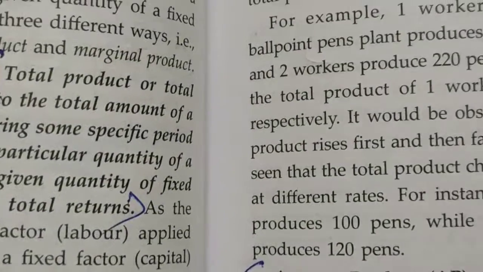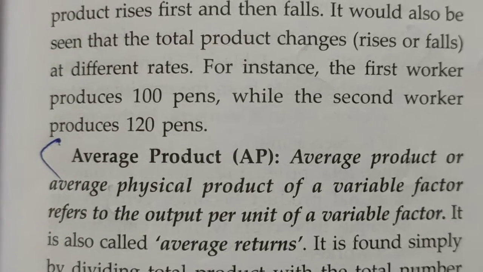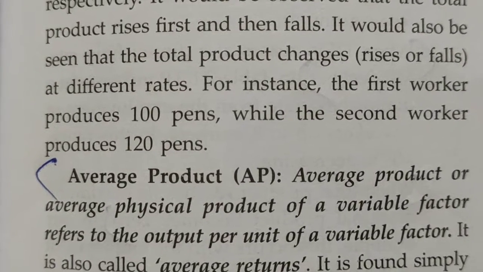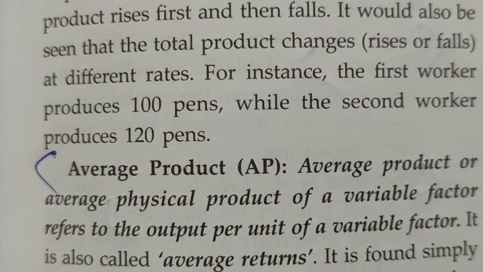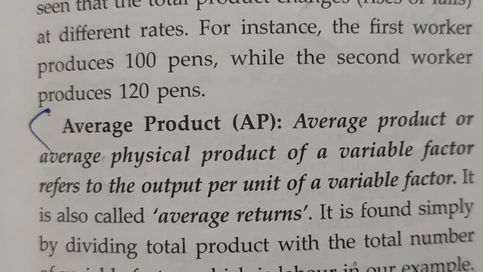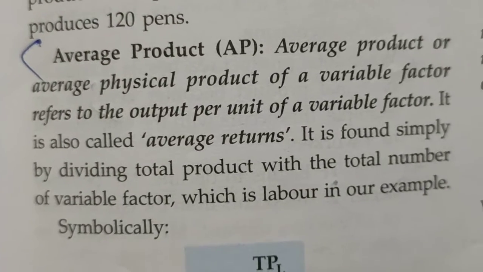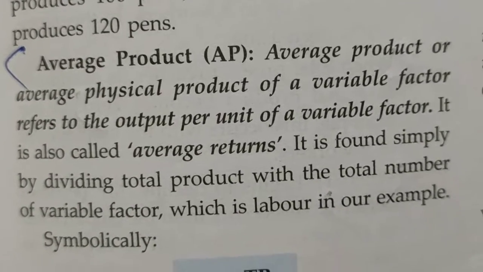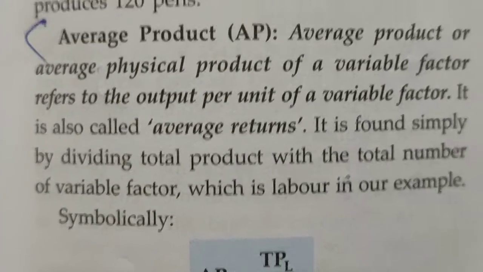Next, we discuss the average product. What do you mean by average product? Average product or the average physical product of a variable factor refers to the output per unit of a variable factor. It is also called average returns. It is found simply by dividing the total product by the total number of the variable factors, which is labor in our example. Symbolically, APL equals TPL divided by L.